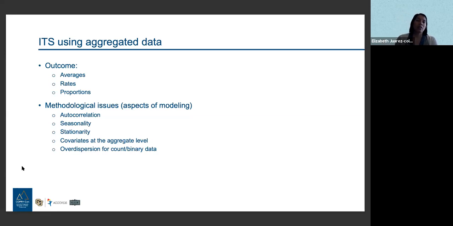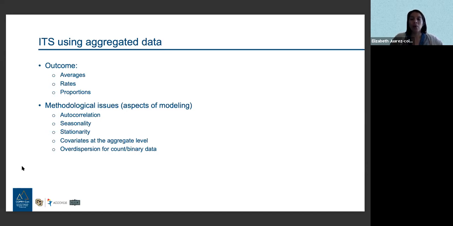So ITS, as we were saying at the beginning, may also be used with aggregated data. It is nice to use individual data if it's available, but sometimes that's just not possible. Particularly, I would say in econometrics, it's very common to see it used with aggregated data. Essentially what we're trying to do in that case is to model the averages over time, or rates, or proportions.